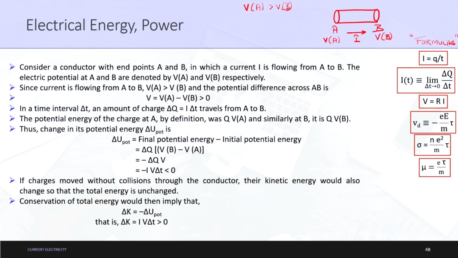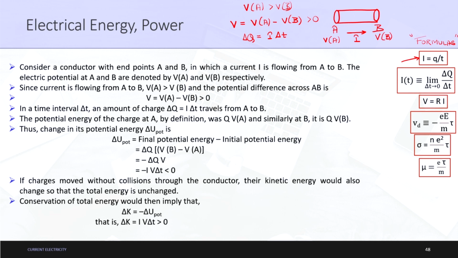Okay, and the potential difference across AB is nothing but V, quite evident, because if these are the potentials, then capital V is nothing but V of A minus V of B, and from the above inequality we can say that this is positive. So in a time interval delta t, an amount of charge delta q equal to I delta t travels from A to B. Using this formula, we can find that delta q is nothing but I delta t, because I is constant. So this amount of charge has flown in time delta t from A to B.